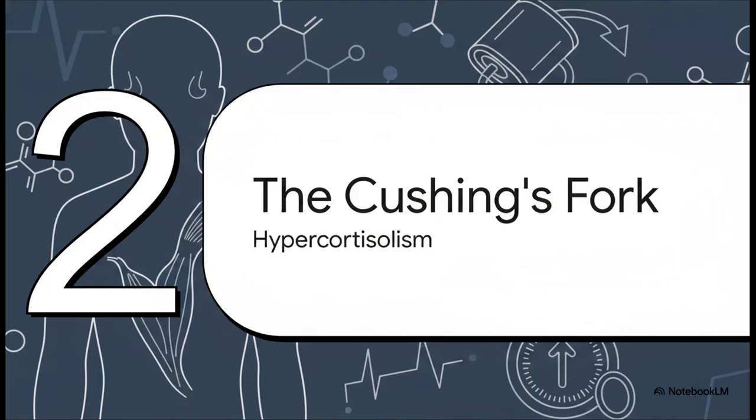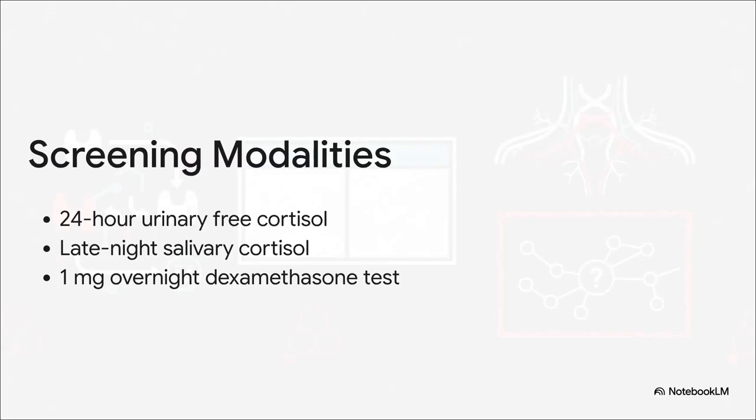Moving right along to the Cushing's fork, we are pivoting from adrenal failure to the exact opposite problem. Instead of too little cortisol, our patient has entirely too much, presenting with classic signs like a buffalo hump and proximal muscle weakness. Before you even think about hunting for a lesion, you've got to prove the excess cortisol is actually there. Cushing syndrome just means too much cortisol. It doesn't tell us where it's coming from. So confirm it first using one of these primary screening modalities: a 24-hour urinary free cortisol, a late-night salivary test, or a 1 milligram overnight dexamethasone suppression test.